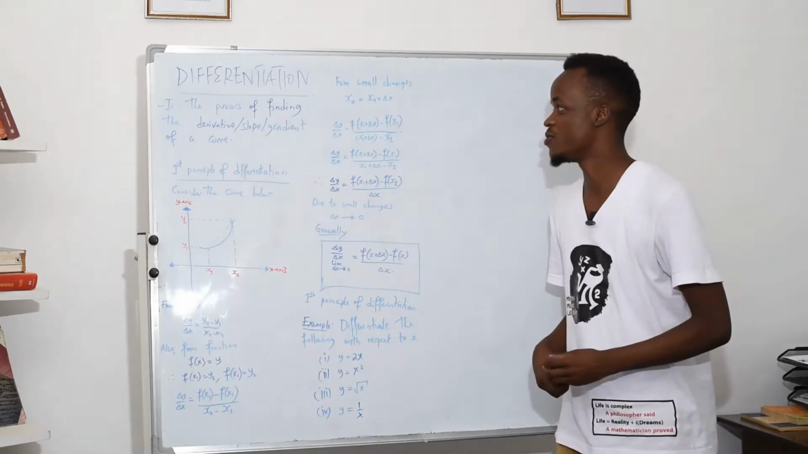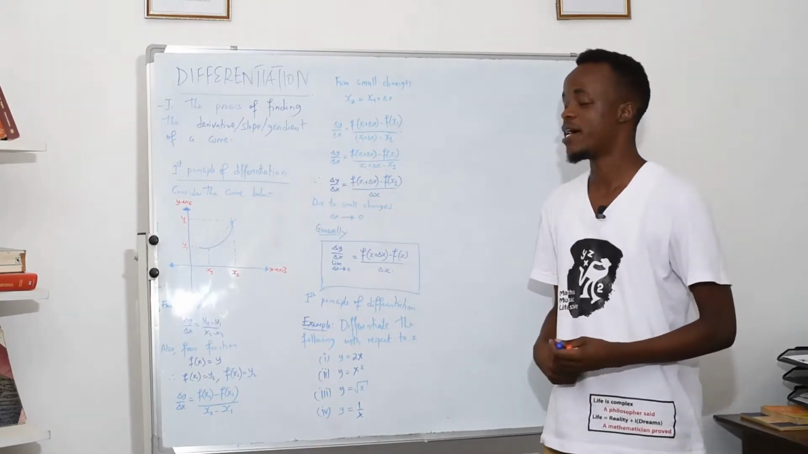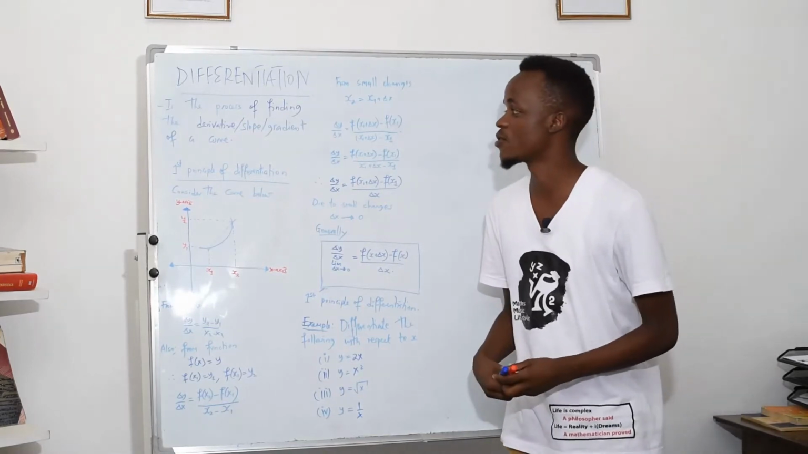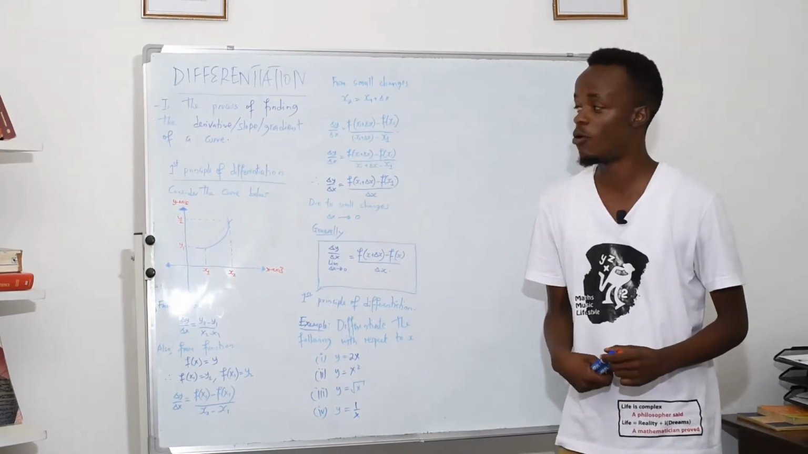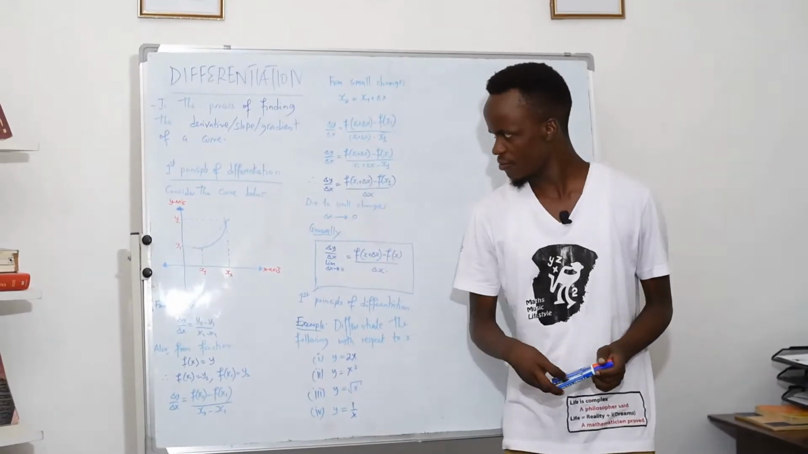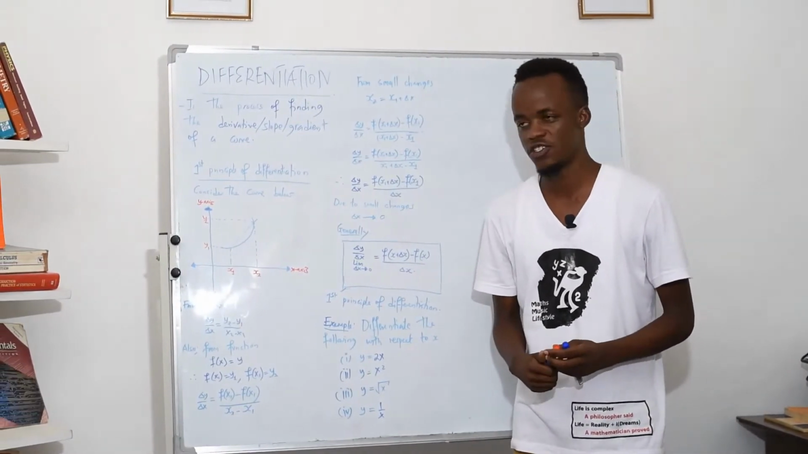And today we are going to discuss differentiation. By definition, differentiation is a process of finding the derivative, the slope, or the gradient of a curve. Let's see the first principle of differentiation.